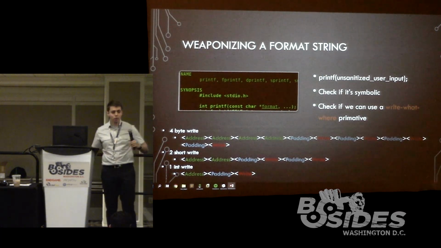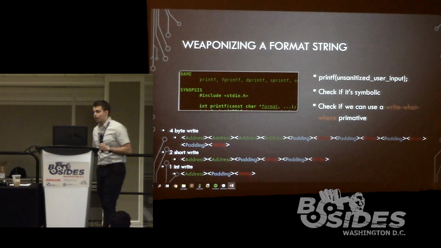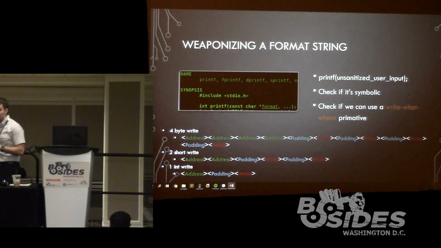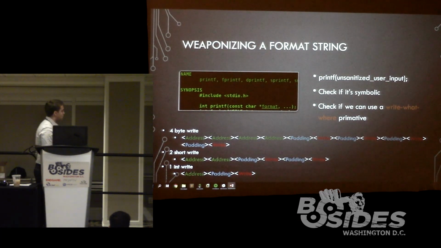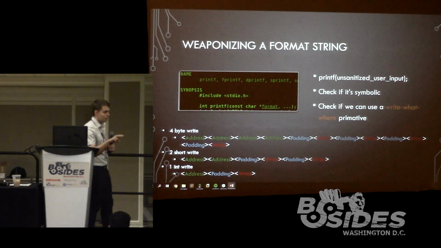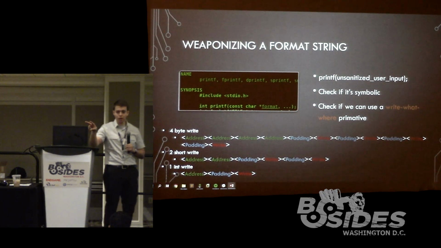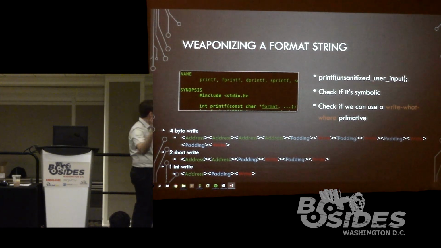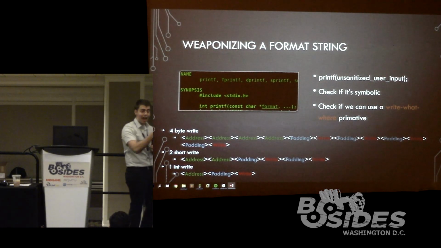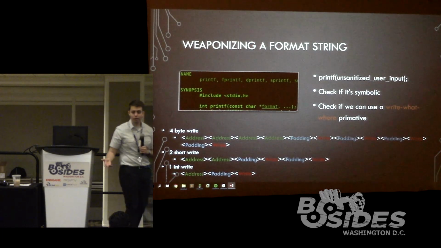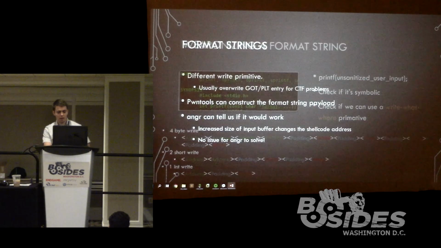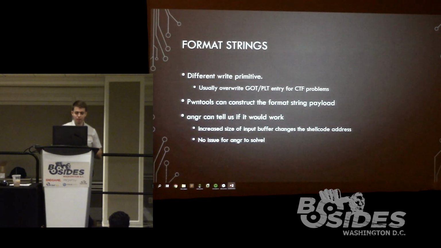But pwntools is awesome. It can build us a format string payload. We can say, I want to write this value at this address. And it'll be like, here you go. It's awesome. Holy cow. And so what we're going to do is pair up pwntools with angr, and we're going to ask angr if we can build this entire format string payload as the first argument into printf. Sounds like it'd be a good format string vulnerability to me. Look at that, I already talked about stuff that was on this slide.